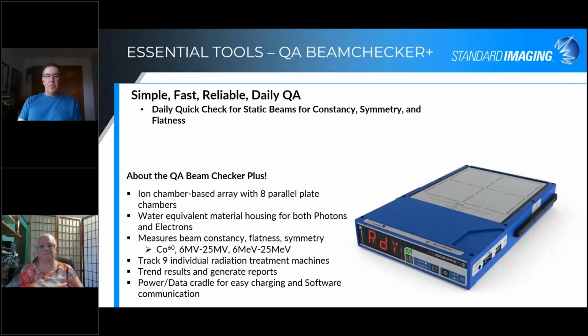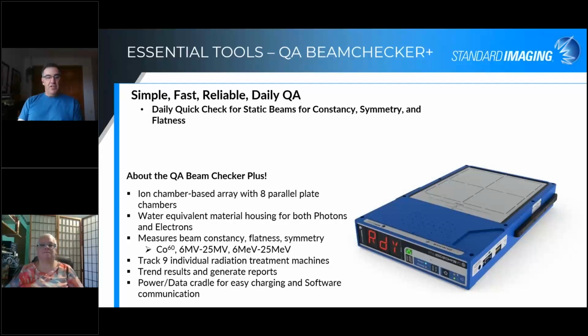for QA. It's a simple, fast, reliable daily QA device. It's a quick check for static beams for constancy, symmetry, and flatness. It's an ion chamber-based array with 8 parallel plate chambers. There are 3 chambers for energy detection, which I'll talk about in a minute, and a water equivalent housing for both photons and electrons. It measures the full range of beam energies from cobalt up to 25 MeV for photons and 6 to 25 MeV for electrons. You can have up to 9 different rooms on one device.